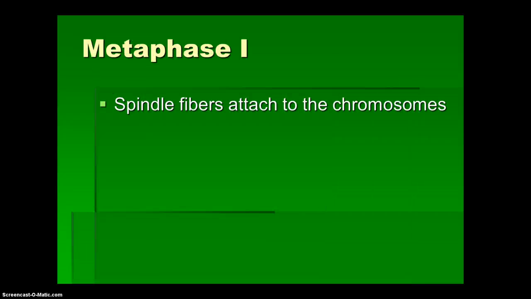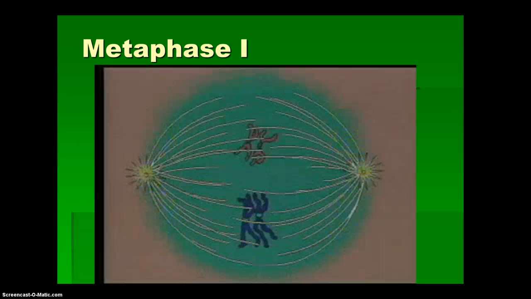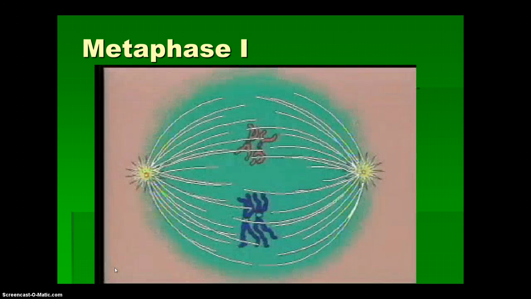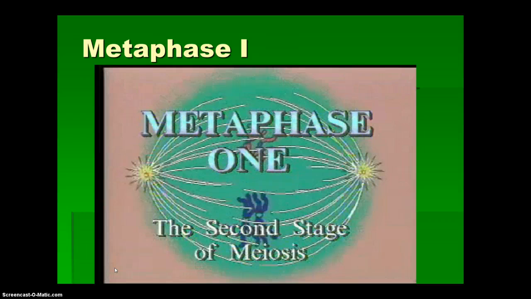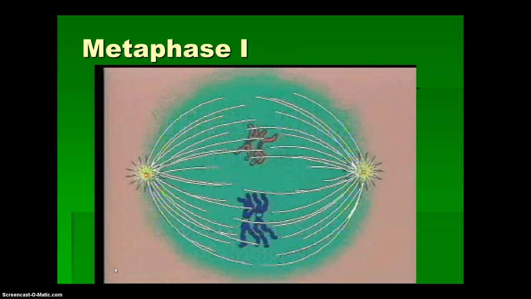Then, in metaphase I, spindle fibers attach to the chromosomes. During the next stage of meiosis, called metaphase I, the centromeres of the homologous chromosomes line up on the equator of the cell. In contrast, during mitosis, the centromeres of the homologous chromosomes align themselves in a completely independent fashion.